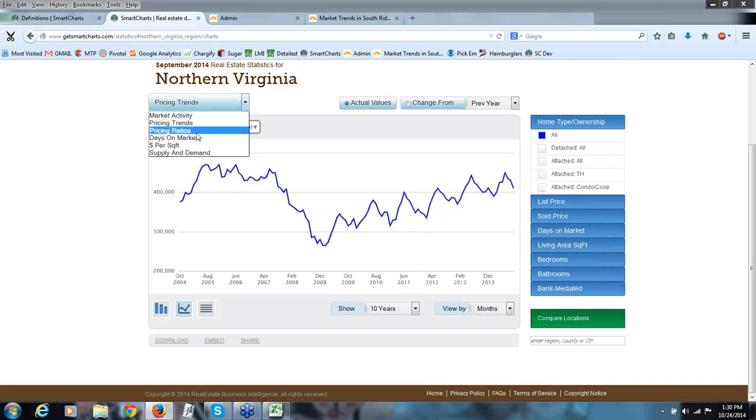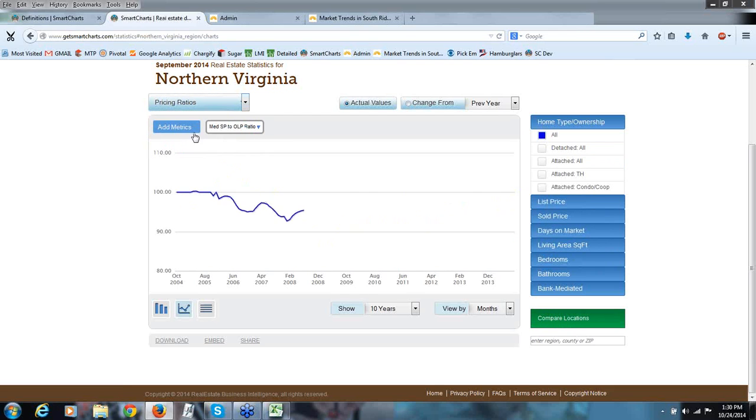Pricing ratios. This is a chart that I recommend using anytime that you're in a pricing conversation with a potential buyer or with a potential seller. Conversely, if you're on the buying side and you're looking at a home that's been on the market for X number of days, I'll expand on that here in a second.